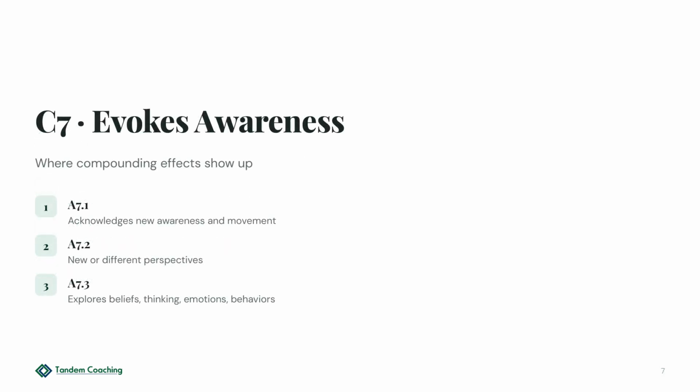Competency 7 evokes awareness. A7.1, the coach acknowledges the client's new awareness, learning, and movement toward the desired outcome. A7.2, the coach supports the client in viewing the situation from new or different perspectives. A7.3, the coach inquires about or explores the client's ideas, beliefs, thinking, emotions, and behaviors in relation to the desired outcome. When the coach asks, "What might this look like from your team's perspective?" That's A7.2, a single question that shifts the frame.